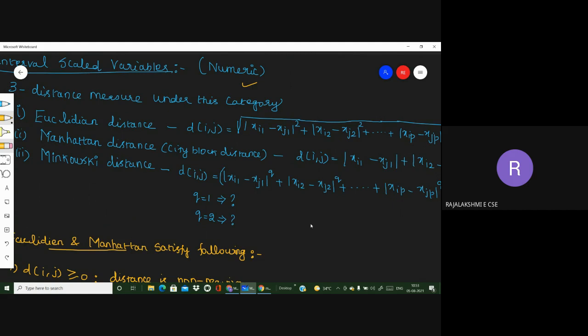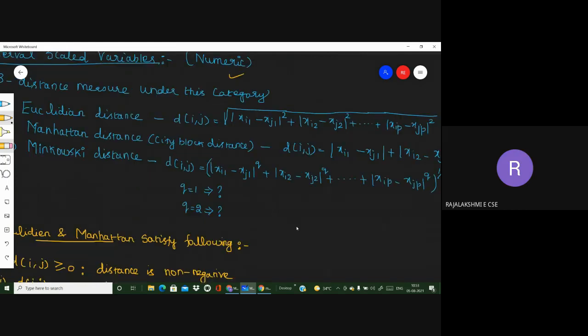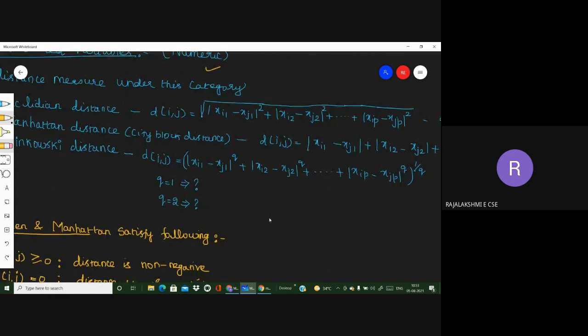Now tell me, when I apply q is equal to 1 in this formula, what will it become? Manhattan distance. Very good. Will you agree that it is a Manhattan distance? Because when we put power 1, everything becomes 1, 1 by 1 is nothing, so it will become the Manhattan distance. So I can say that Minkowski is a general formula for any kind of distance formula.